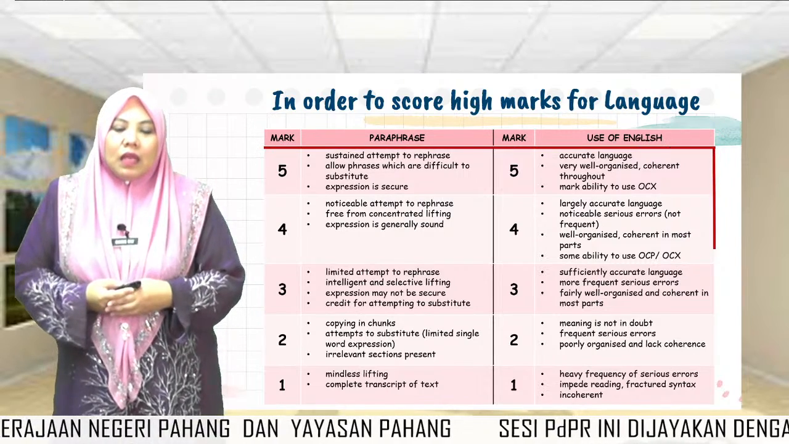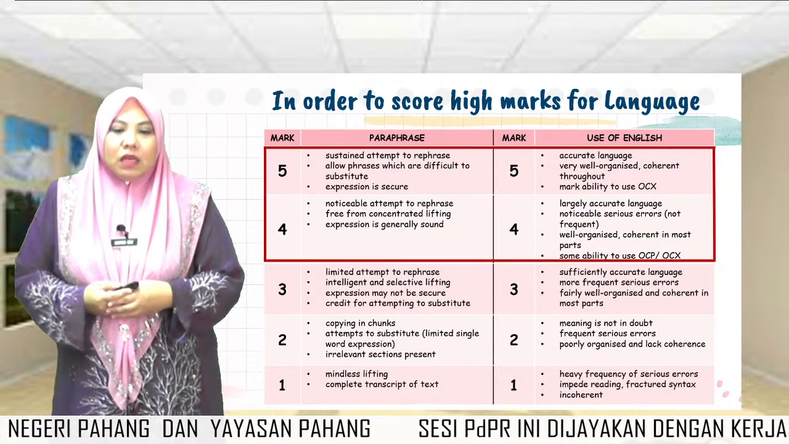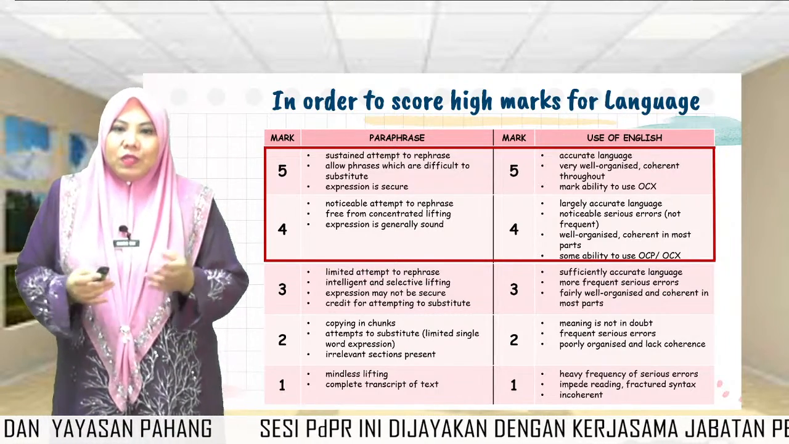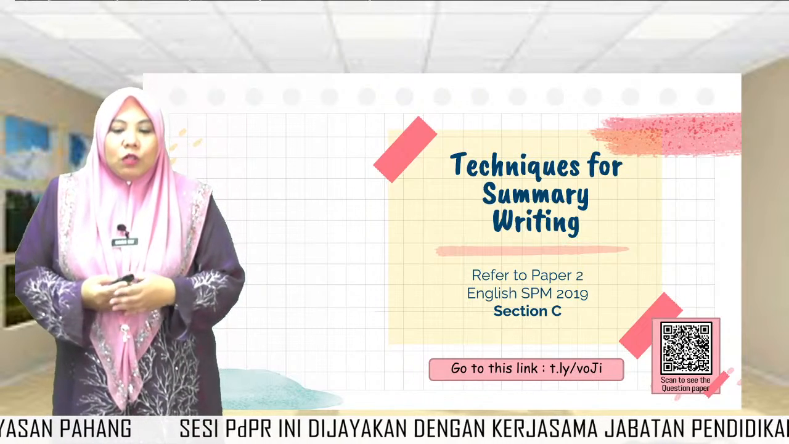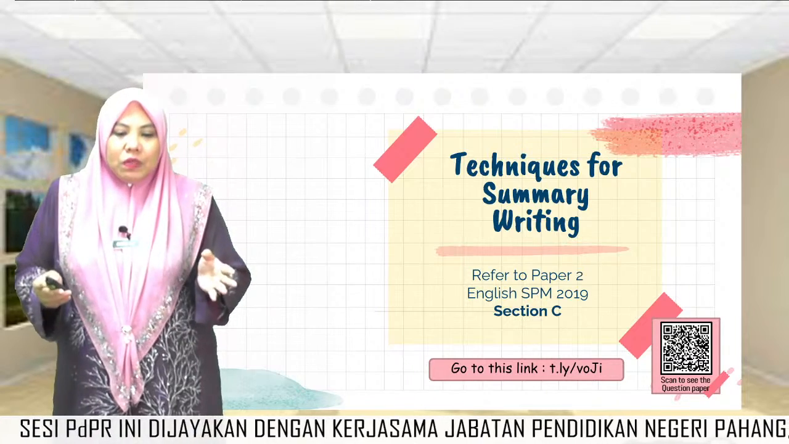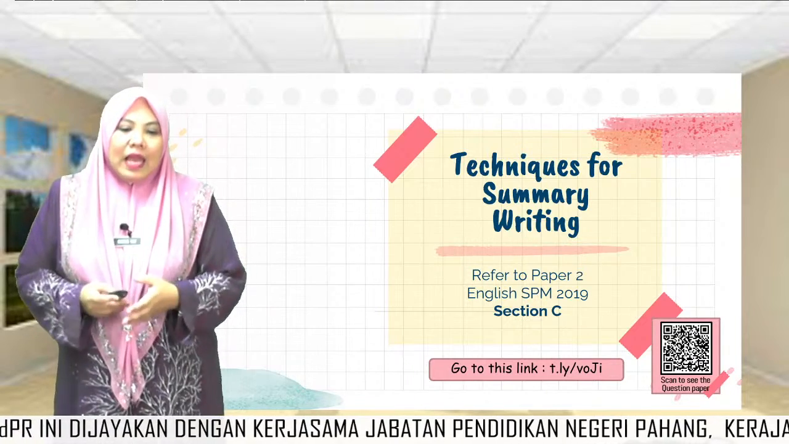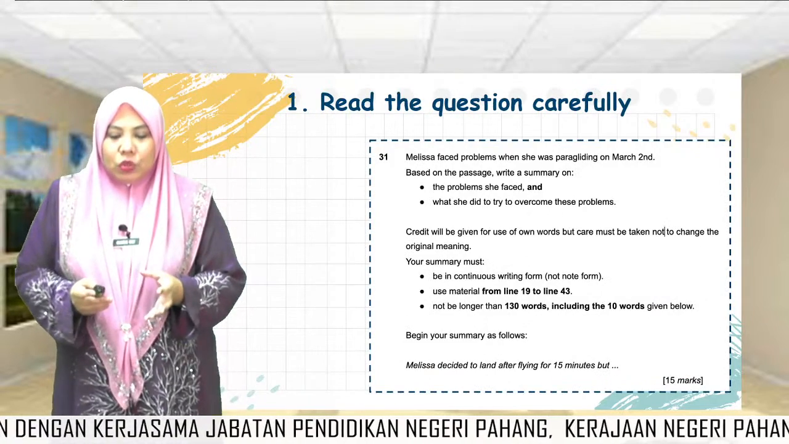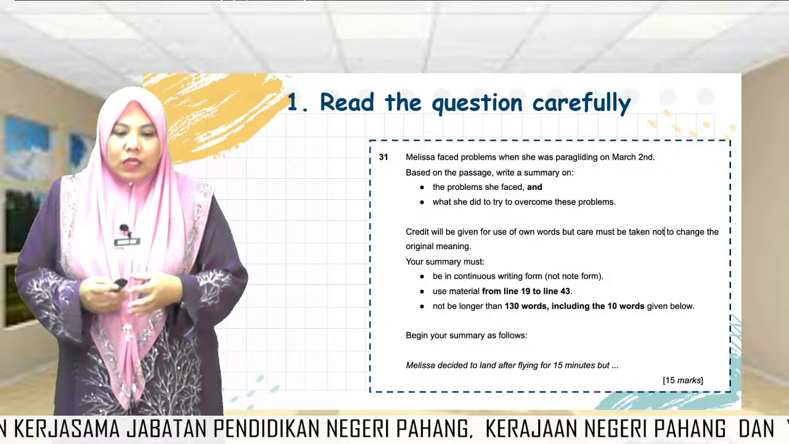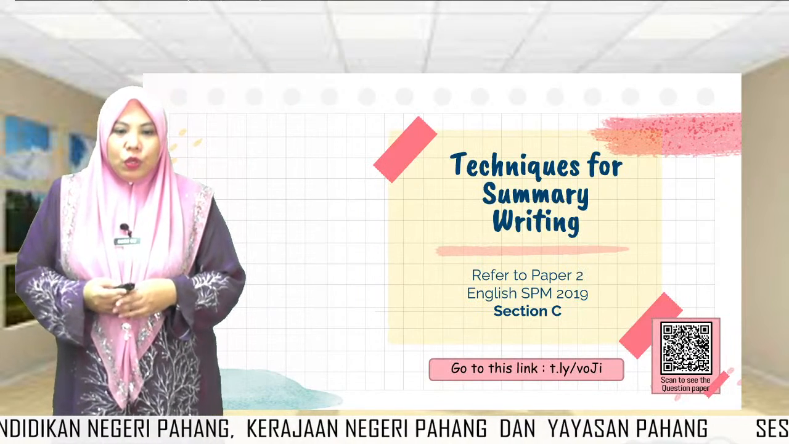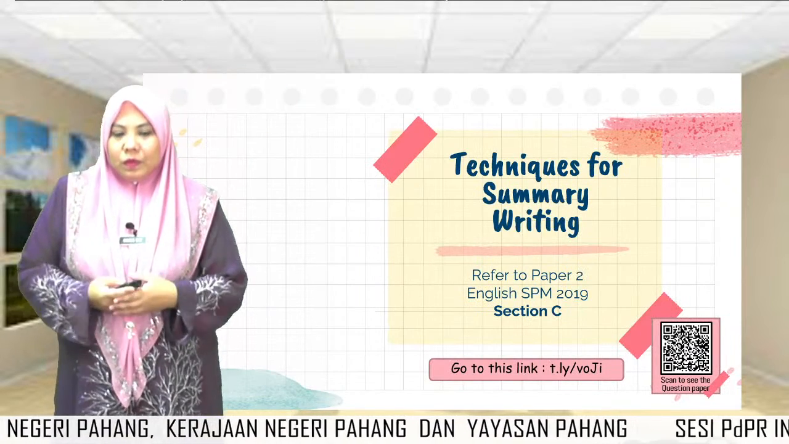Next, let's move into the techniques of summary writing. I will share with you a few techniques to write your summary. For this, I will be using question 31 and the passage from English SPM 2019, Paper 2 as an example. You can scan the QR code or go to the link t.ly/VOJI.